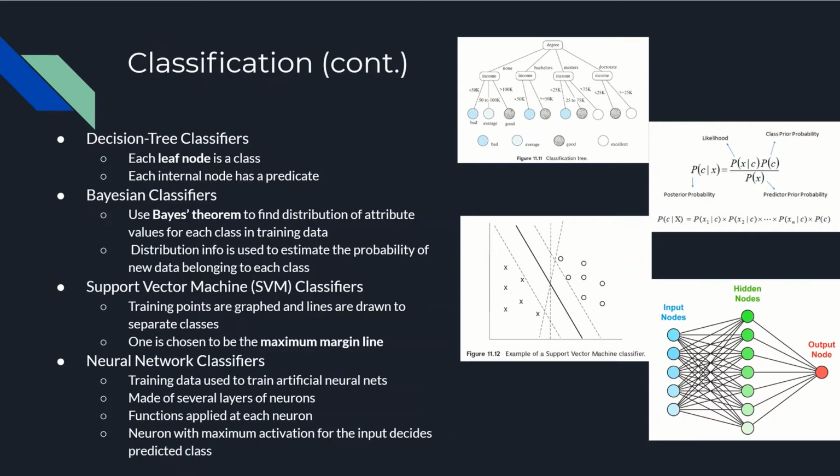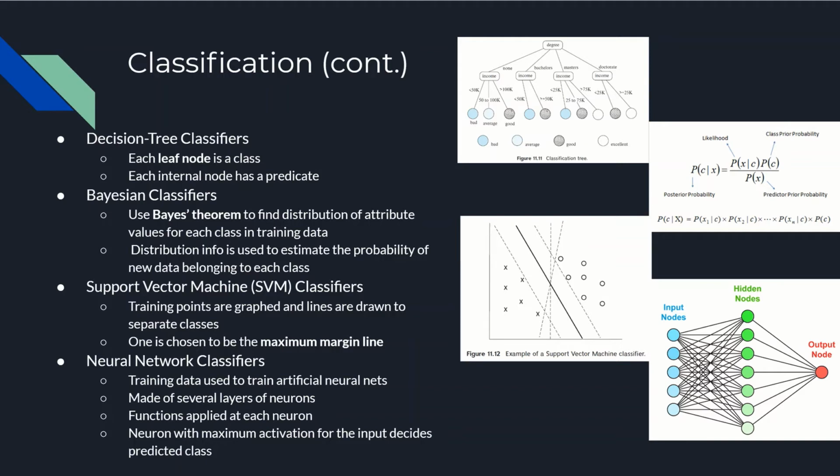Bayesian classifiers use Bayes' theorem to find the distribution of attribute values for each class in the training data. And when analyzing new data, the distribution information is used to estimate the probability of that data belonging to each class. Support vector machine classifiers are found to be very accurate and versatile across a wide variety of applications.